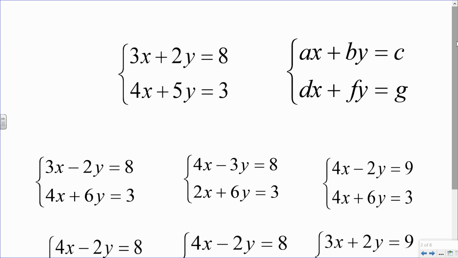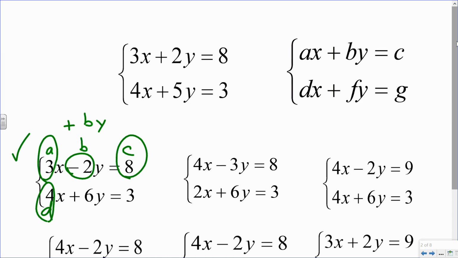So if I said all of these systems have something times x plus something times y equals some other number for the first equation, and similarly for the second one, it would be pretty easy. I'll pick this system right here, and I could say A is positive 3. What would B have to be, though? It would have to be a negative 2 in order to fit the pattern of plus something times y. And C would have to be 8, D would be 4, F would be 6, and G would be 3. And if I went to one of the other systems, some of those numbers might be the same and some of them would change.